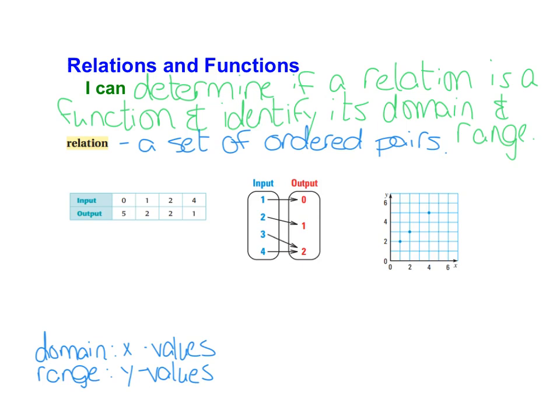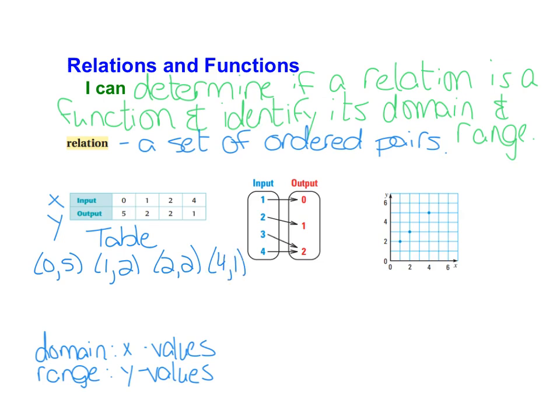First thing we're going to look at is a table. You'll notice this table here talks about an input and an output, okay? The input, that's your x values, and the output is your y values. So, this is a table, like I said, and this gives us how many ordered pairs? This gives us 1, 2, 3, 4 ordered pairs. The ordered pairs here are 0, 5, that's our x value and our y value, 1, 2, 2, 2, and 4, 1. Okay, that would be the list of ordered pairs.